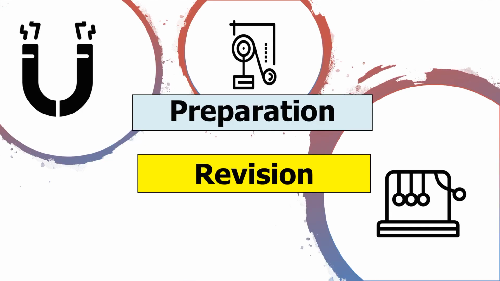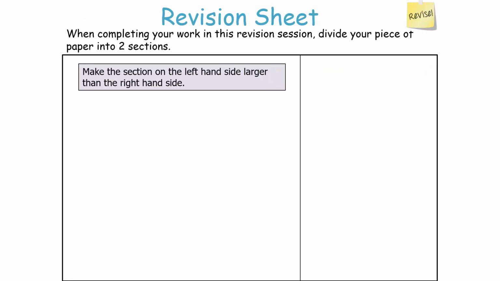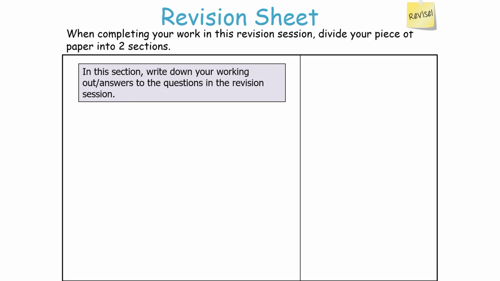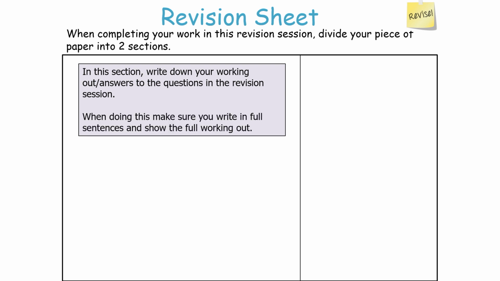So what preparation can you do for this revision session? When completing your work, divide your piece of paper into two sections. Make the section on the left hand side larger than the right hand side. In this section, write down your working out and the answers to the questions in this revision session. Make sure to write your answers in full sentences and show your full working out.